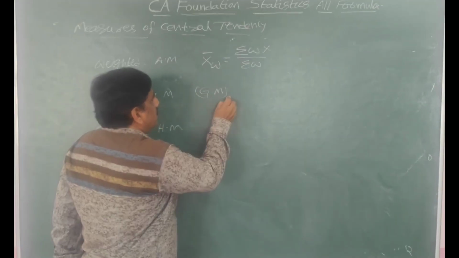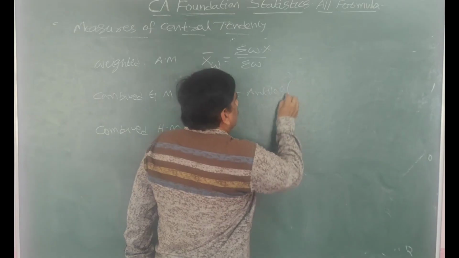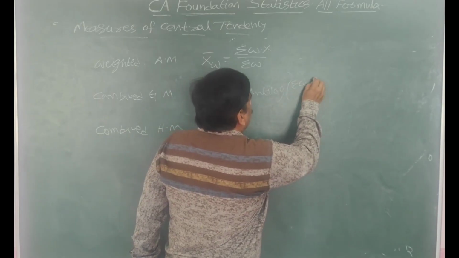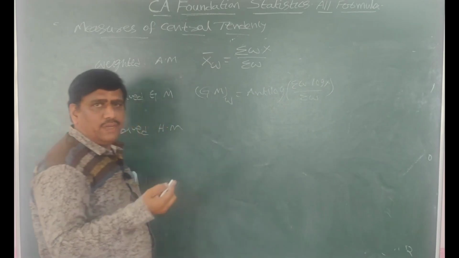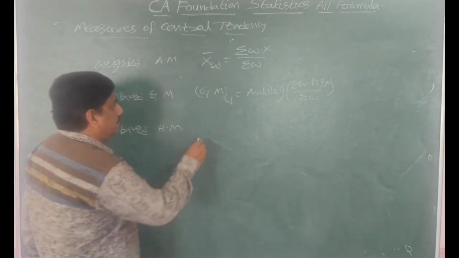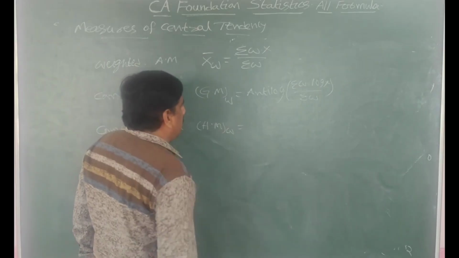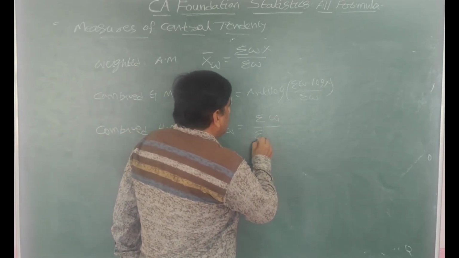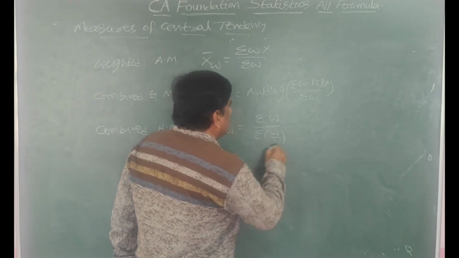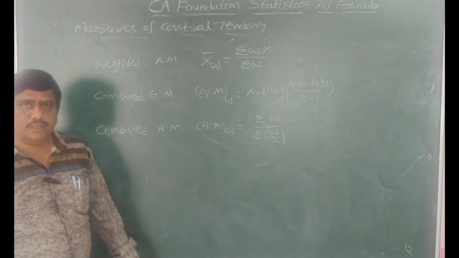Similarly, we have weighted GM also. GMw, that is weighted GM, is the antilog of summation W into log X divided by summation W. Instead of frequencies, weights. Combined HM, which is also used in average speed, has the formula summation W divided by summation W by X. This is the formula for combined HM, which is also used in average speed.